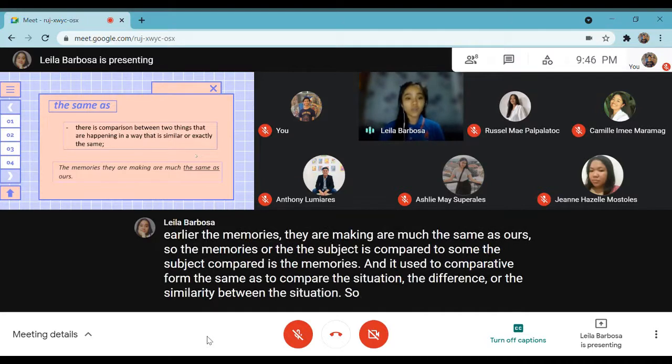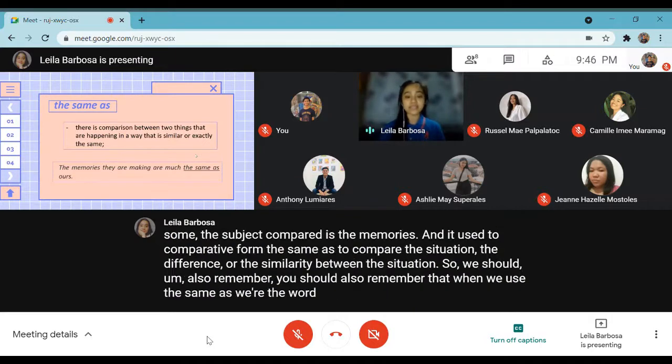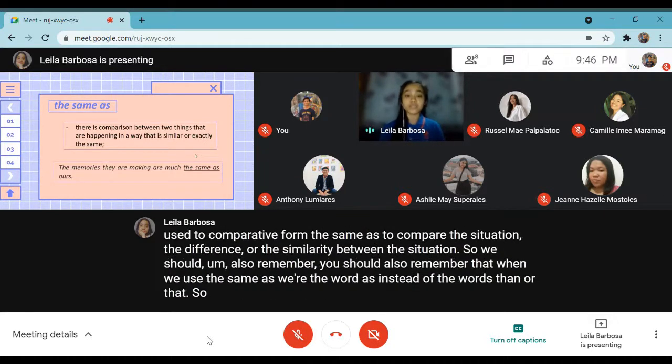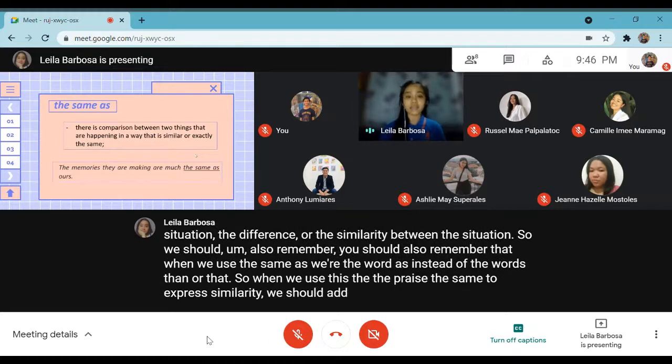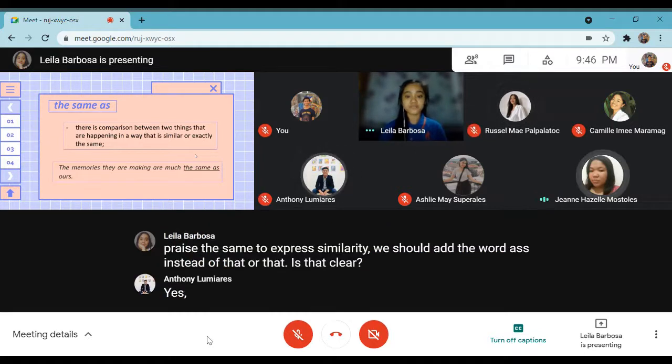So you should also remember that when we use the same as, we use the word as instead of the words than or that. So when we use the phrase the same to express similarity, we should add the word as instead of than or that. Is that clear? Yes, ma'am. Okay, thank you.